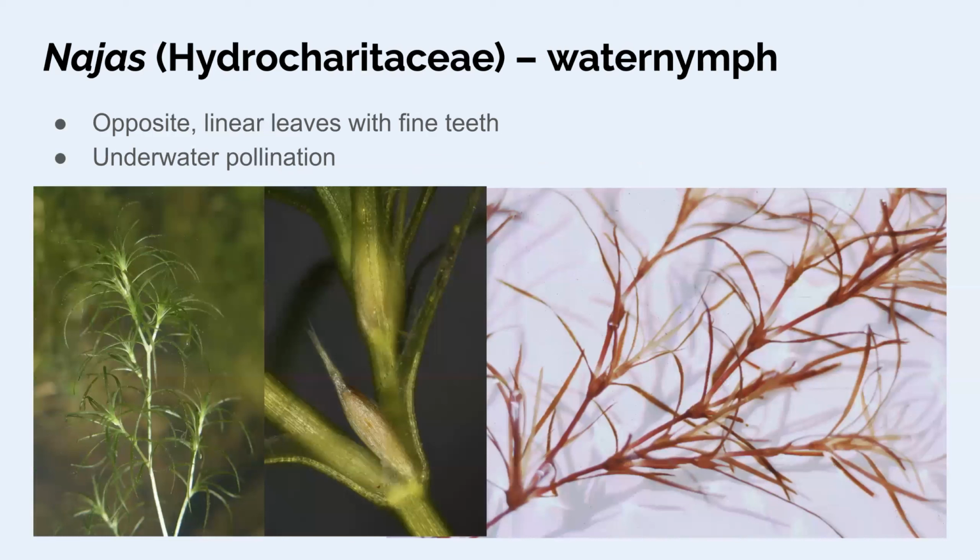Now we've got, still in Hydrocharitaceae, another one. This is Najas, N-A-J-A-S. It's got the fun common name of water nymph. And this is a plant that also has those fine teeth on the leaves. You can see some here, but these leaves are opposite. So opposite leaves, a little bit more rare in the underwater plants, I think. Certainly a little unusual for a family to have sometimes whorled, sometimes opposite. So opposite leaves, again, pretty linear teeth on them.